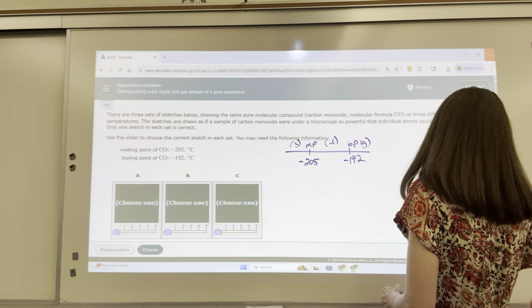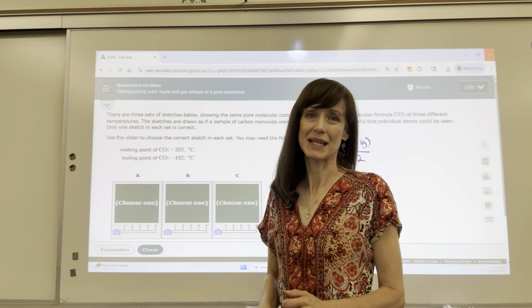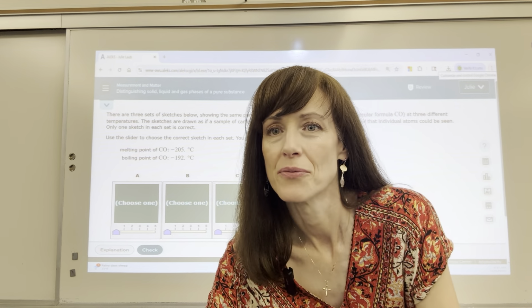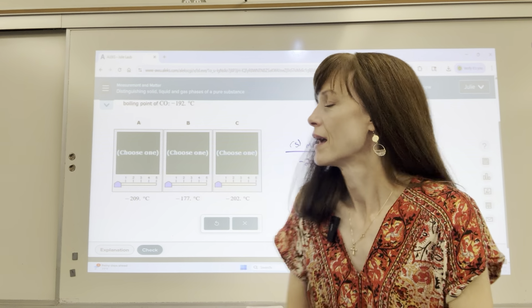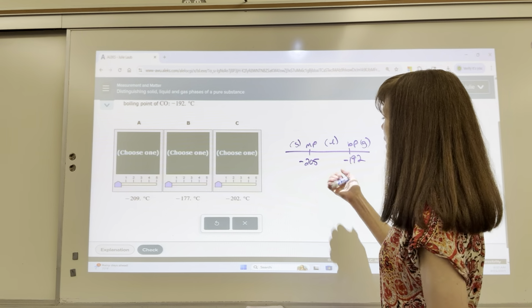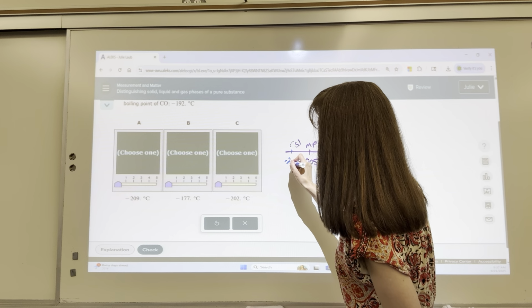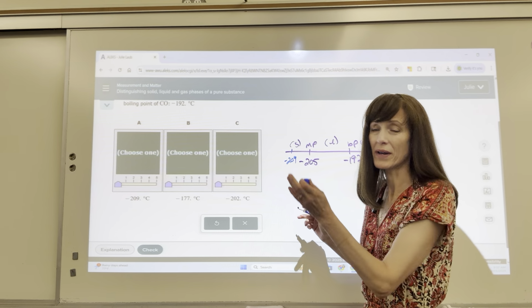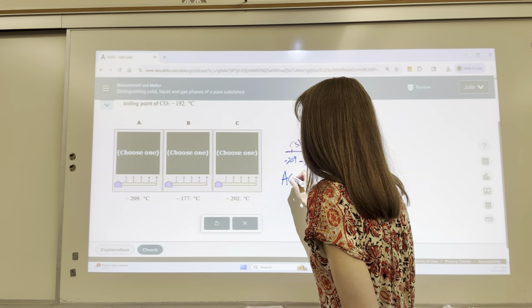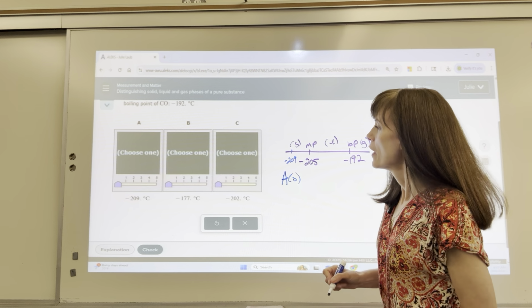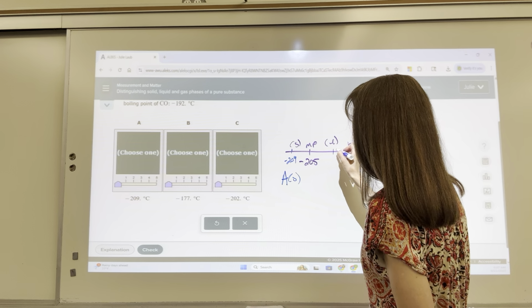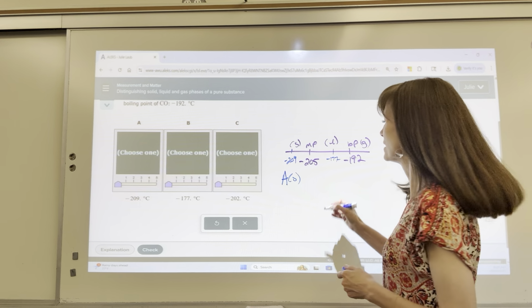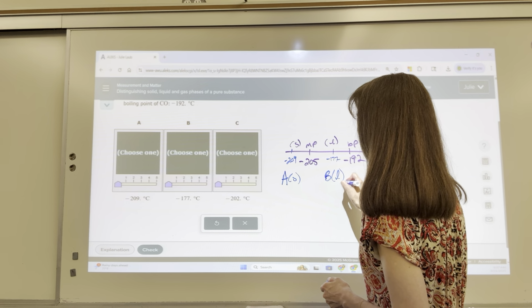Next, they are giving us 3 samples, and we need to figure out what phase those are. Let me scroll up for us here. Okay, so our temperatures are negative 209. Oh, negative 209, that's colder than the melting point. That means that A is the solid phase. And then we have a negative 177, falls right in between our melting point and boiling point. That means B is going to be our liquid.